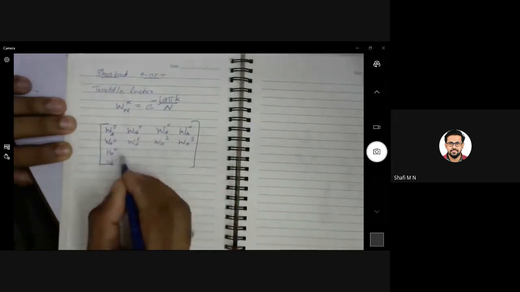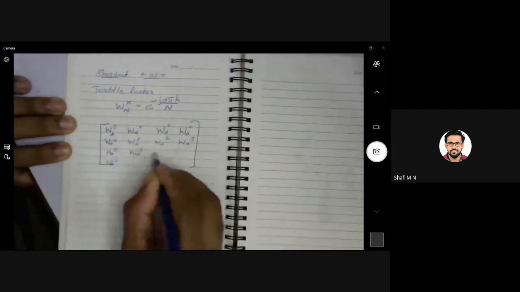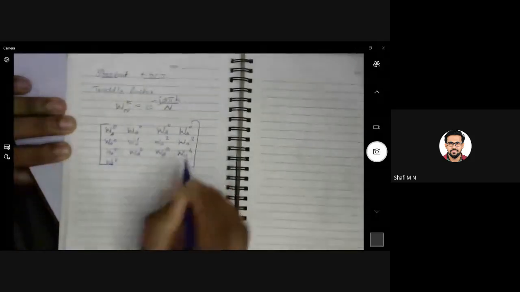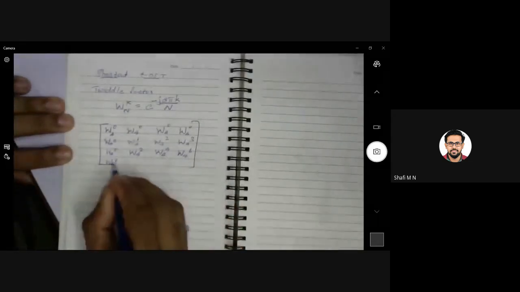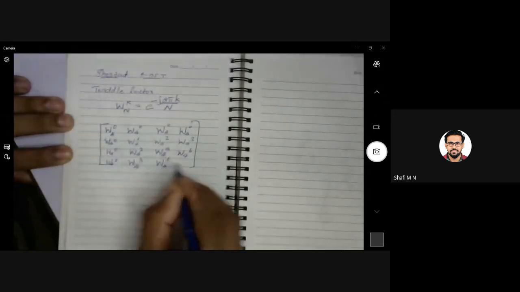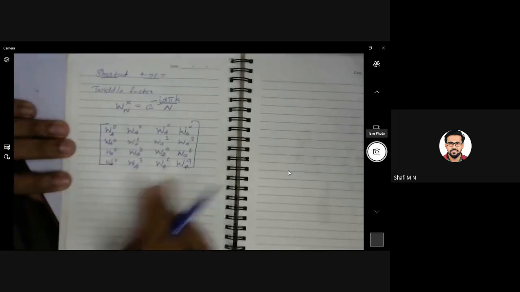Third line, it's the multiples of 2, starting with 0. So 0, 2, 4, 6, right? Let it be W_4^6. W_4^6 is the same as W_4^2. We will look at that. Next, multiples of 3, starting with 0. So 0, 3, 6, and 9. This is the general matrix that you can use to find a 4-point DFT. It's clear? So let's see how you can find the DFT of a sequence.